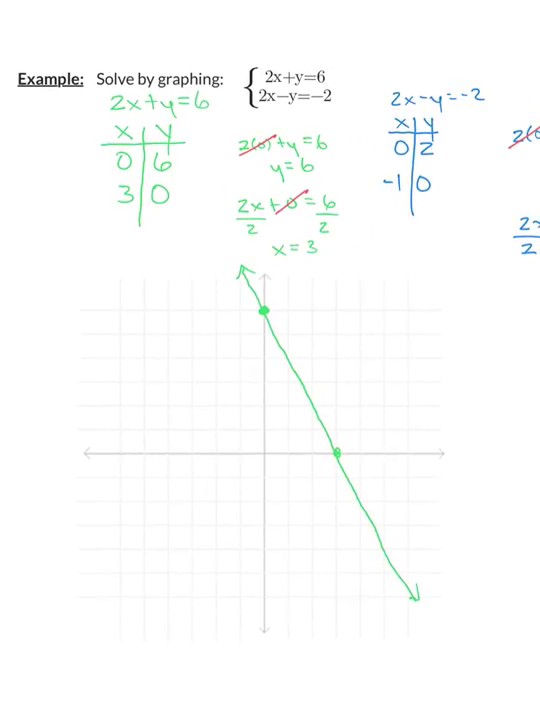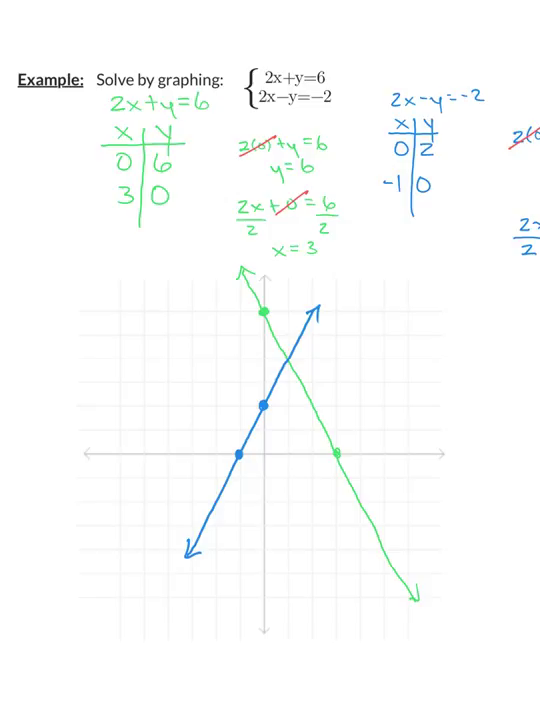So now let's go ahead and plot these points. 0, 2 is my y-intercept. That means I want to go up 2. And so we're going to plot our point right here. -1, 0 is my x-intercept. I want to go 1 to the left and not go up or down. And then now we can go ahead and draw our line. And our picture should look like this.